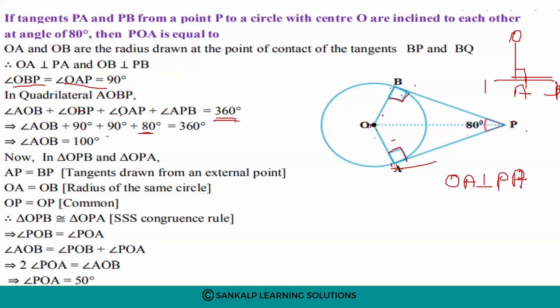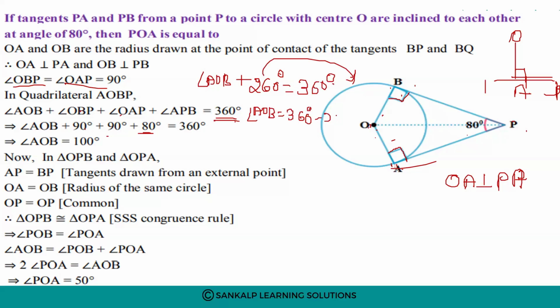So 90 plus 90 is 180 degrees. 180 degrees plus 80 is 260 degrees. So AOB plus 260 degrees is equal to 360 degrees. Transfer this 260 to this side. So AOB is equal to 360 degrees minus 260 degrees, which is equal to 100 degrees. That is, AOB is 100 degrees.